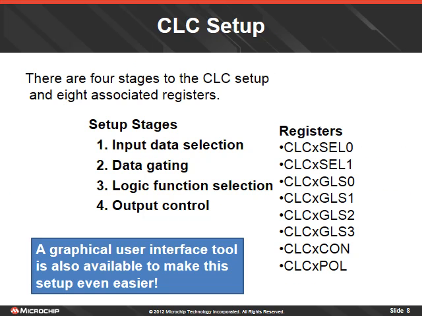There are 4 stages to setting up the Configurable Logic Cell. They include the input data selection, the data gating selection, logic function selection, and output control. This is controlled by 8 registers inside the PIC MCU device. In this training, I'll show you how to set up the CLC module using these 8 registers. Then we'll introduce a graphical tool that makes it even easier to set up the CLC module.